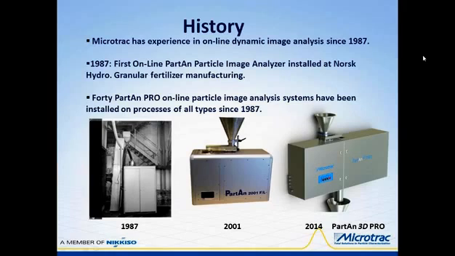There is an evolution in this. The photo in the lower left shows the original installation in 1987. There's a unit next to it from 2001, and today's current Parsum 3D Pro model is shown on the right. 3D designates that it uses the 3D algorithm for image analysis calculations that was invented and patented in 2009, and it's exclusive to Microtrac. The Pro designation is that it's a process or online instrument.